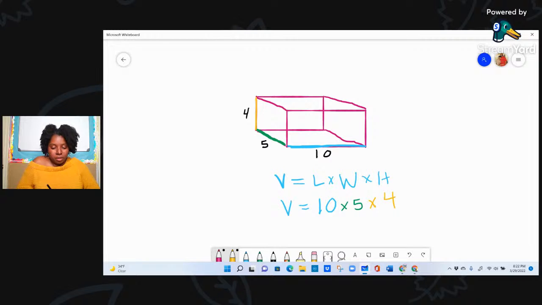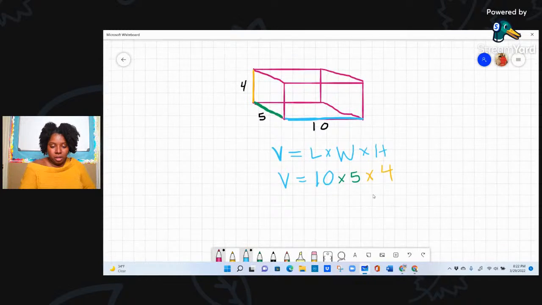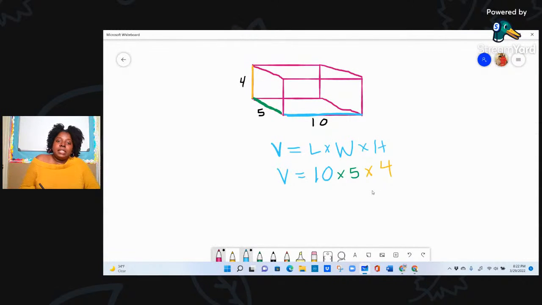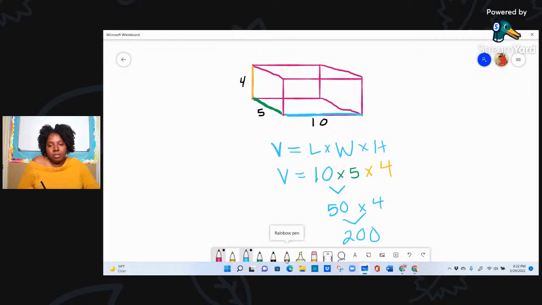All right. 10 times 5 is 50. 50 times 4 is 200. So your volume is 200. Okay. Did that help? And let me know if there's a specific shape you want me to do.